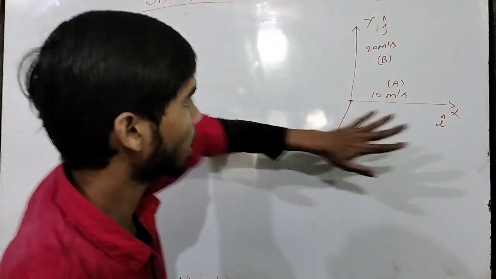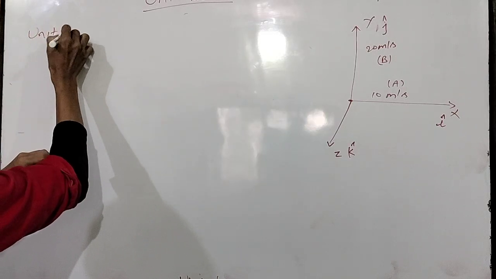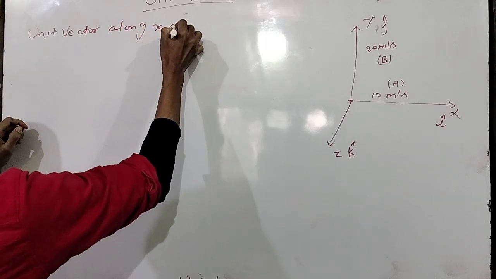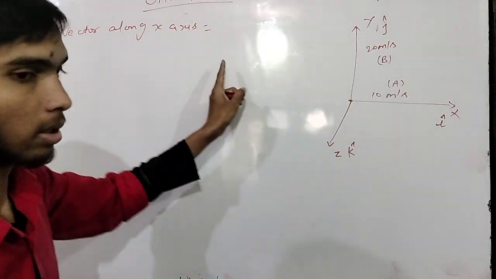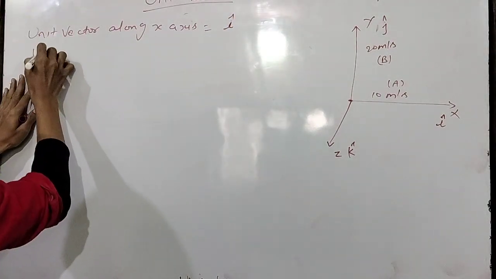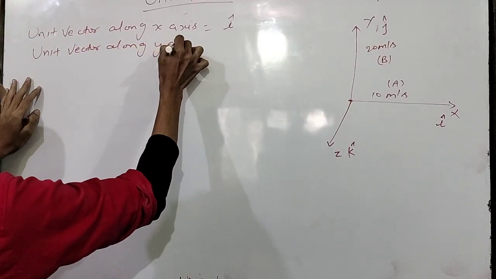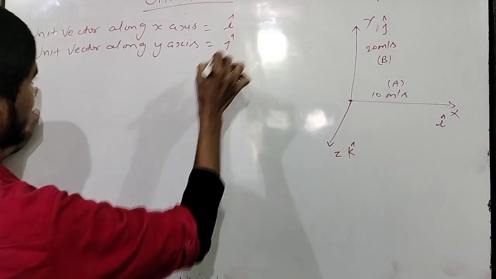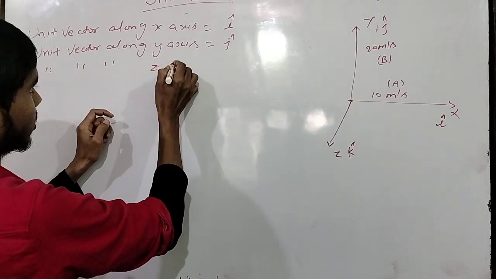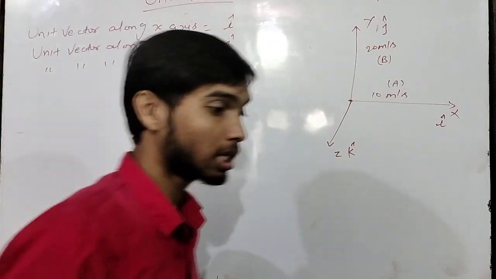Here, the unit vector along the x-axis, we say, is nothing but i cap. The unit vector along the y-axis, we say j cap. And what about the z-axis? For the z-axis, you would say k cap.